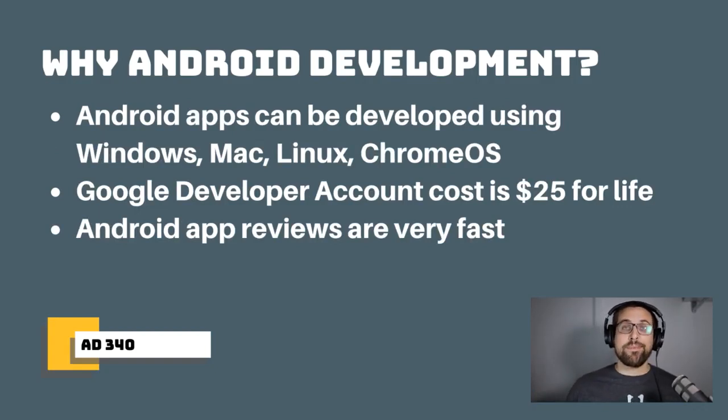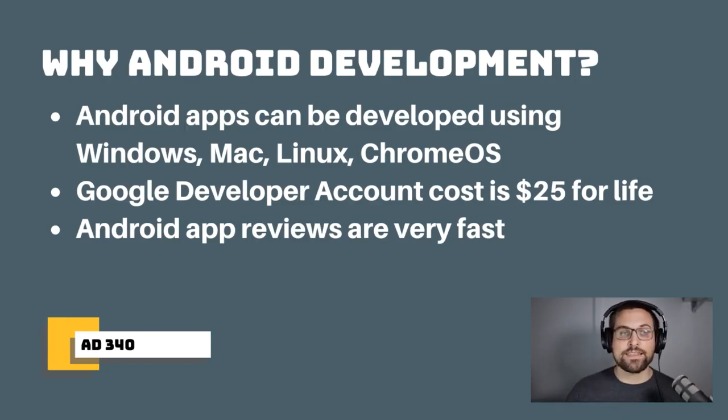Also, Android apps can be developed on pretty much any operating system. Whether your machine is a Windows machine, Mac, Linux, or even Chrome OS to some extent, you can download and install the Android SDK and build tooling and start building Android apps. This means that the devices to build them, the laptops and desktop computers, are much cheaper compared to building for iOS, which requires a Mac. I already mentioned the cost of the developer account, so $25 for life, much cheaper than $100 a year.